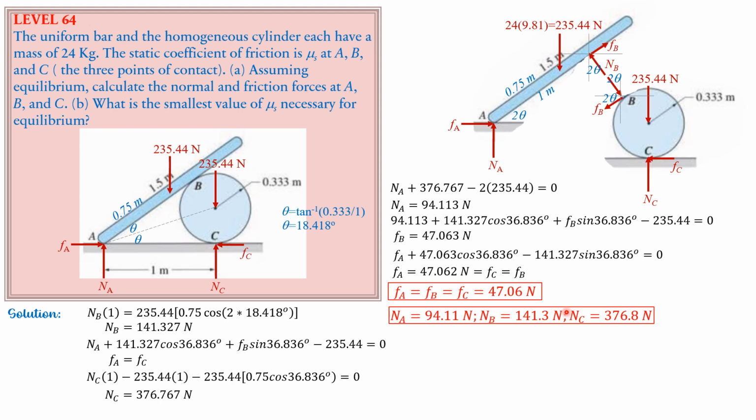Then the minimum coefficient of friction: since the frictional resistance is the same, 47.062, the minimum coefficient of friction is that when the normal is also lowest. So mu sub minimum at A is 47.062. Since normal at A is the lowest, we divide it by 94.113. For the system to be in equilibrium, the minimum coefficient of friction, which occurs at A, is equal to 0.5001. So that's it for this problem.